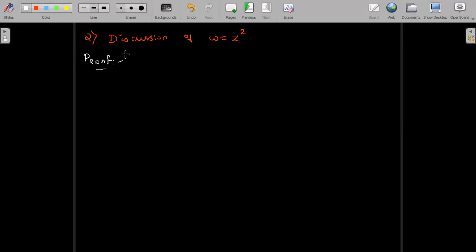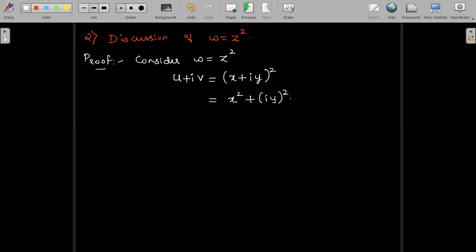Proof. Consider W is equal to Z square. So we are substituting W as U plus IV and Z is equal to the Cartesian representation X plus IY whole square. So this gives us A plus B whole square, A square plus B square plus 2 into A into B. On simplifying this, I square is minus 1. So this gives us x square minus y square, the real terms, plus I into 2xy, the imaginary terms.